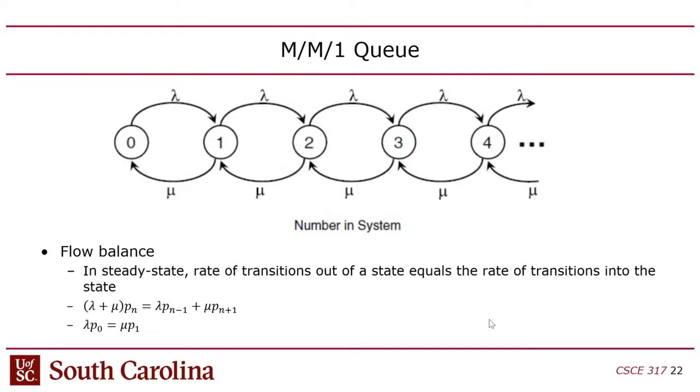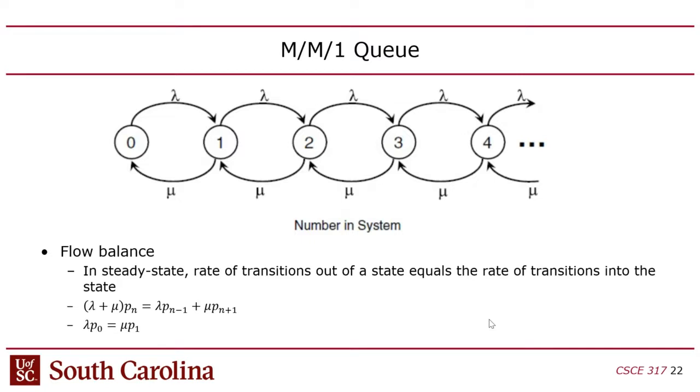which are going to be lambda if the transition is coming into me from n-1, because if I'm in n-1 and I get a lambda, that means I got a new customer, it's going to come up. So incoming transition from state n-1 is lambda. Incoming transition from state n+1 is mu. And so then I would multiply those rates by the probabilities of each of those states.